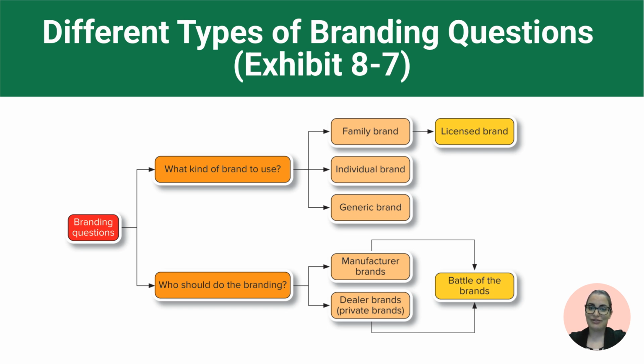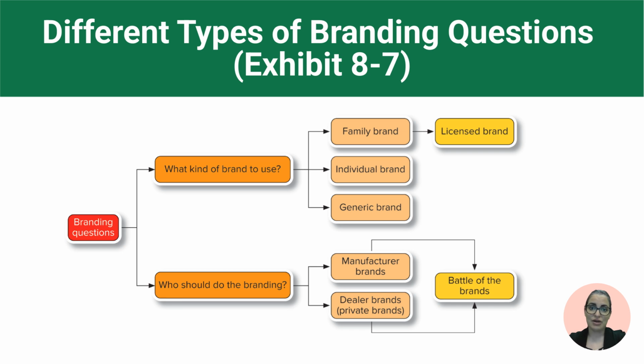Marketing managers have different options when it comes to branding. The choices fall into 2 branding questions. 1. What kind of brand to use? And 2. Who should do the branding? What kind of brand to use includes the option of a family brand, using the same brand name for several products. For example, Toyota or Deloitte are family brands.